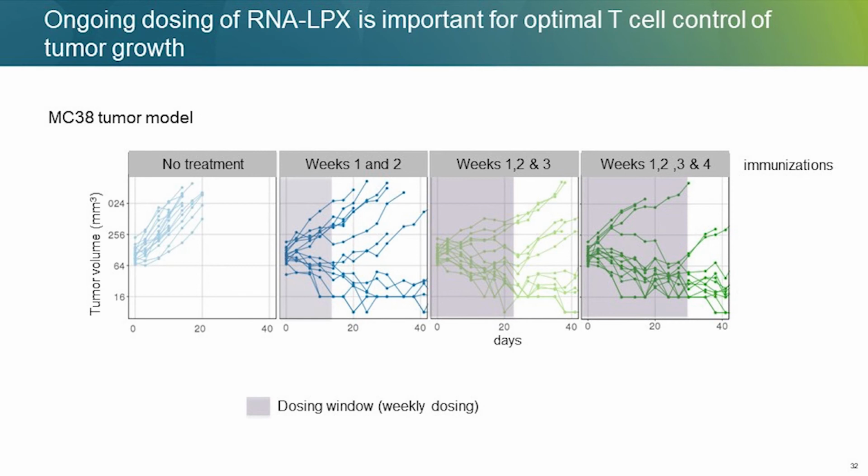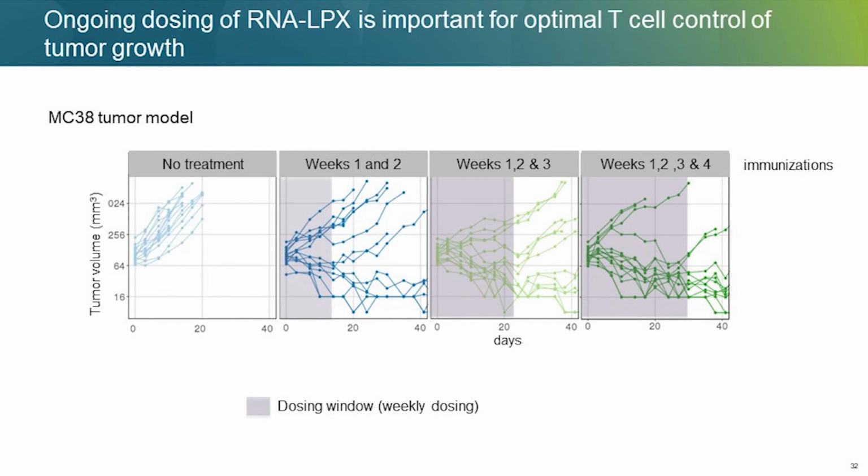Next, we wanted to ask if this T-cell response is functional and how often we needed to vaccinate. And here is again the MC38 model. We immunize tumor-bearing mice with the vaccine once, twice, or 3 times, or even 4 times. So we are vaccinating every week.